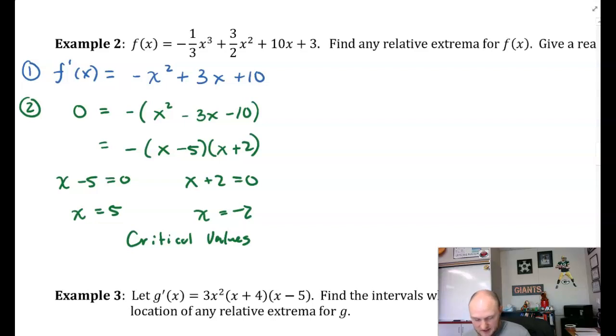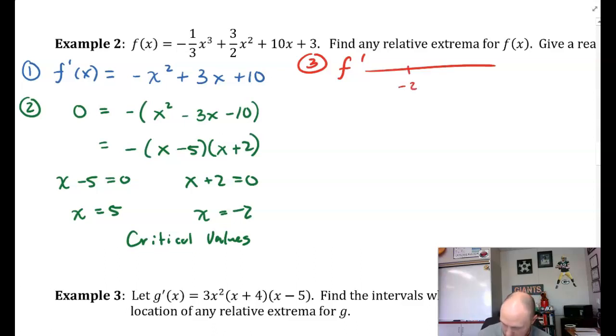So next, step number 3, I'm going to create an f prime number line, and I'm going to place my values, negative 2 and 5. And then you can test, right? So I can test and see, okay, what are the values for this? Or you can kind of use your knowledge of this function. This is a negative parabola. So you can think of a downward facing parabola. It's going to look something like this, okay?